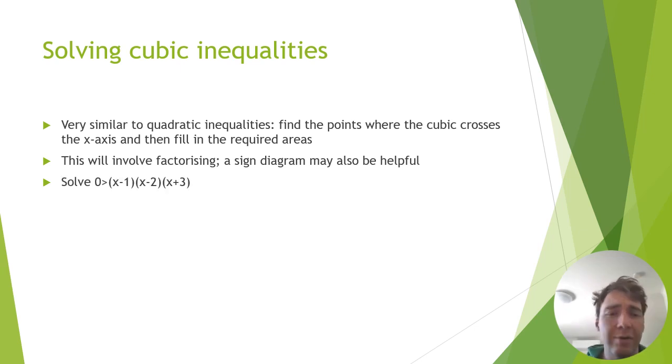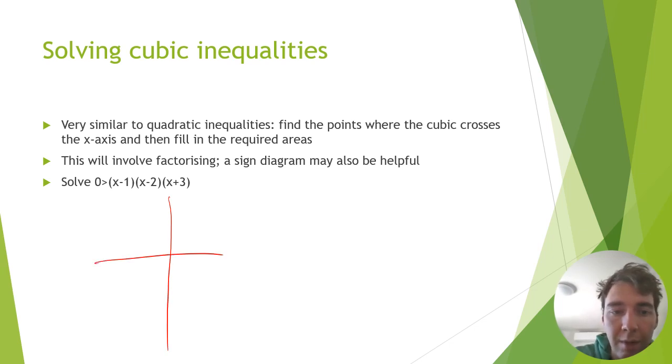So let's just get straight into it. We're going to solve where this thing here, x minus 1 times x minus 2 times x plus 3, is less than 0. So first thing we're going to do, we're going to sketch this. All right, here it is. And we're going to have x-intercepts at positive 1, positive 2, and negative 3. Minus 3, 1, and 2.